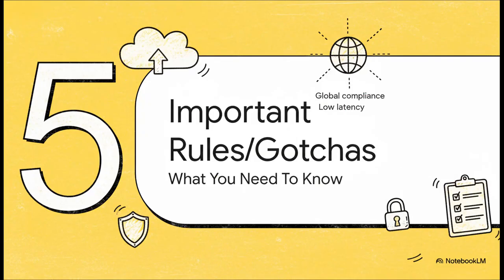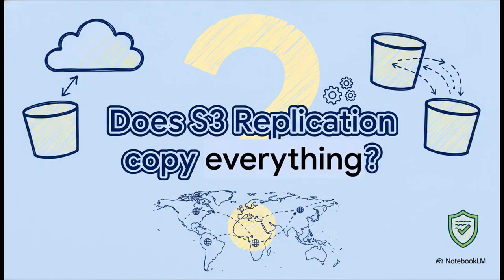All right, we've covered the what, the why, and the how. Now for what is arguably the most important section, the rules, the fine print, the gotchas you absolutely need to know to avoid headaches down the road. So here's the million-dollar question. Once you flip that switch, does S3 replication just copy everything? The answer is a very clear and emphatic no. And knowing the exceptions is super important.